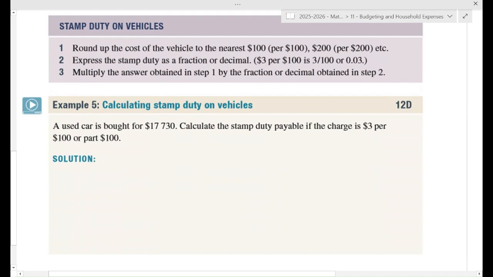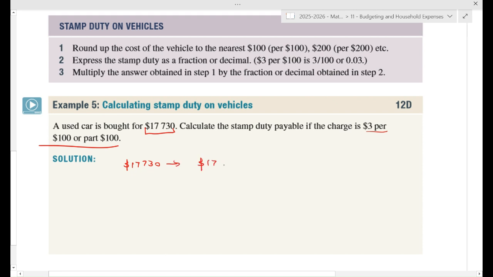All right. A used car is bought for $17,730. Calculate the stamp duty payable if the charge is $3 per 100 or part 100. So that's an interesting concept there. What they're looking at is you have to do it per 100 or per part 100. So the first thing we have to do is take our price of 17,730, and you need to round it up.